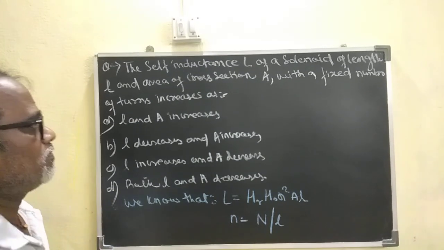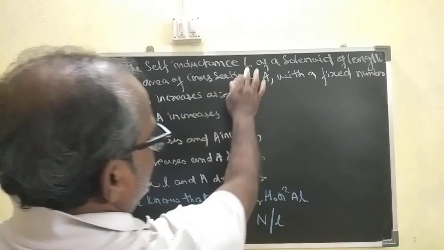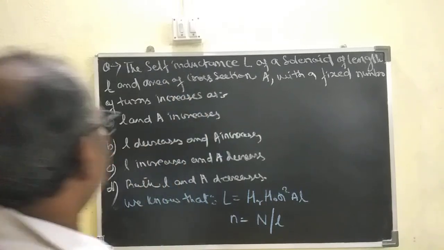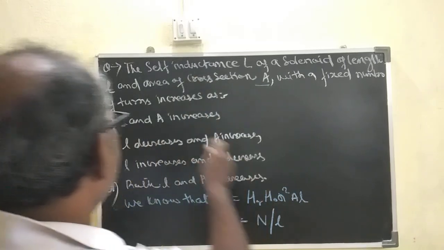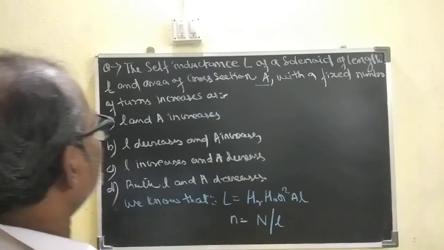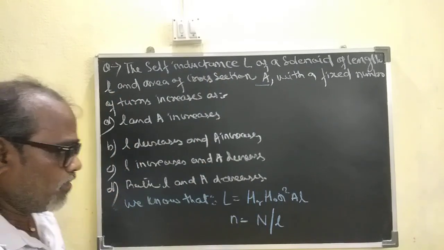Our next question from the exemplar is: the self-inductance L of a solenoid of length l and area of cross section A, with a fixed number of turns, increases. That means the self-inductance increases.